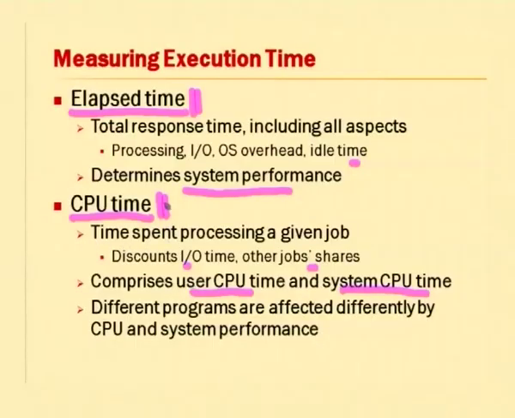So when we look at it from an architecture perspective, and from a processor perspective, we are typically concerned with the CPU time as our main measure of performance. Okay. And different programs are affected differently by both the CPU and the system performance. So we need to understand how that happens. So let us take a look at how this CPU time is normally calculated. Now to understand this CPU time calculation, we need to understand that the entire processor is run using what we call a CPU clock.